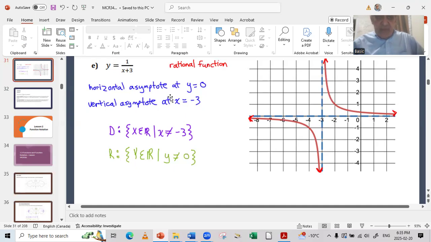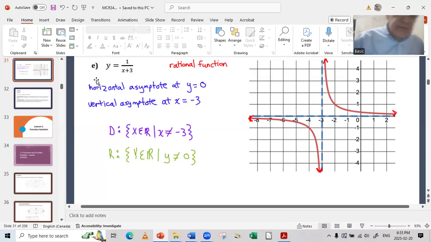And same thing for y, because we say y does not equal 0, right? So if y does not equal 0, that means when I put here on the horizontal axis, there is also a horizontal asymptote at y equals 0. So I have two asymptotes now, the one at x equals -3 and the one at y equals 0.